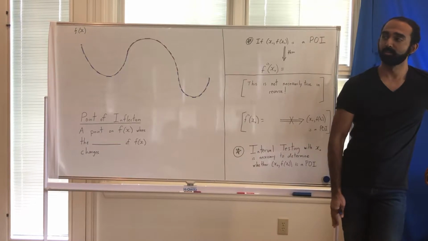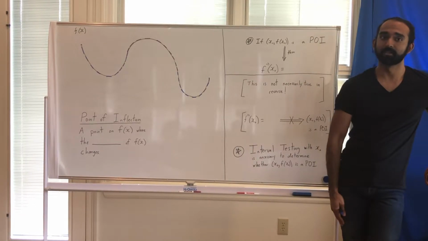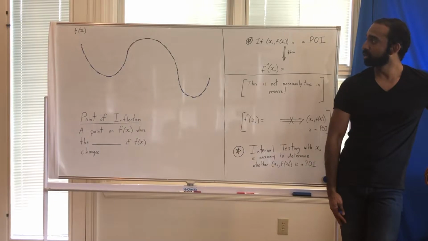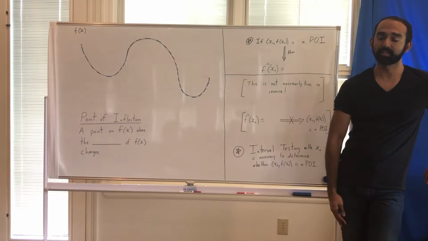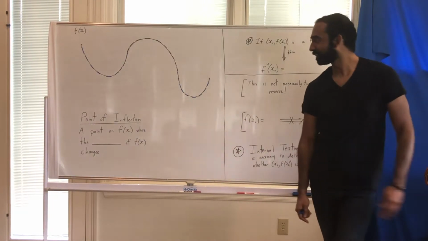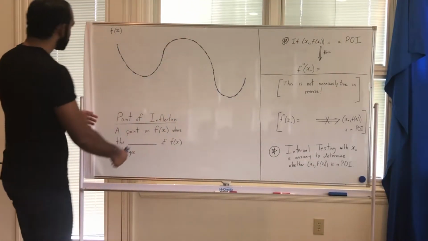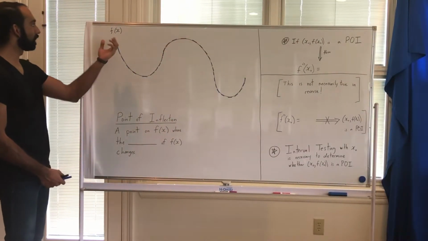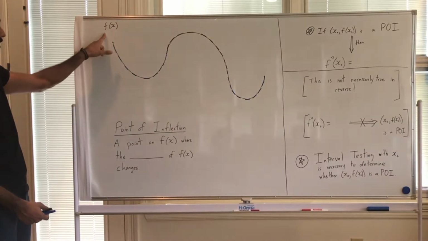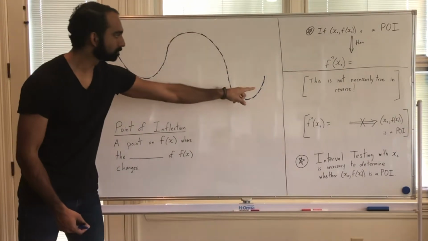Hey everyone, welcome back to the very last major topic of Calculus 1, which is the topic of concavity. So we'll start off in familiar territory. Here I have a graph of f of x, my normal f, and it looks like so.